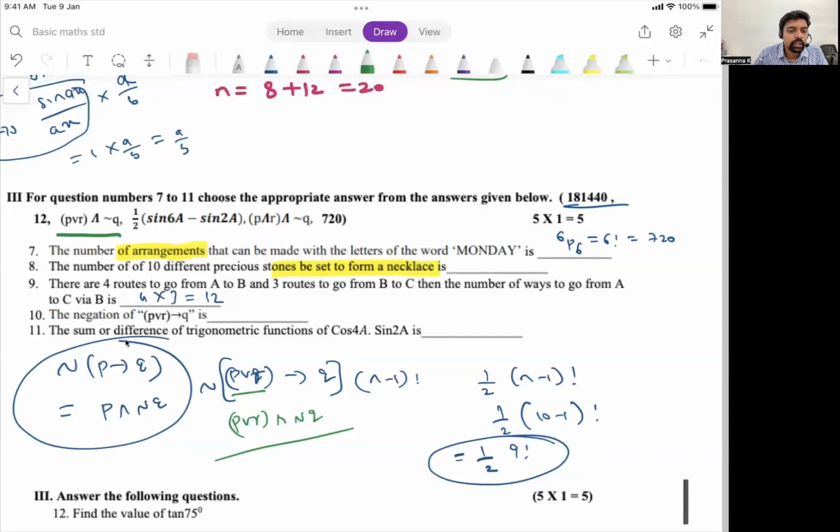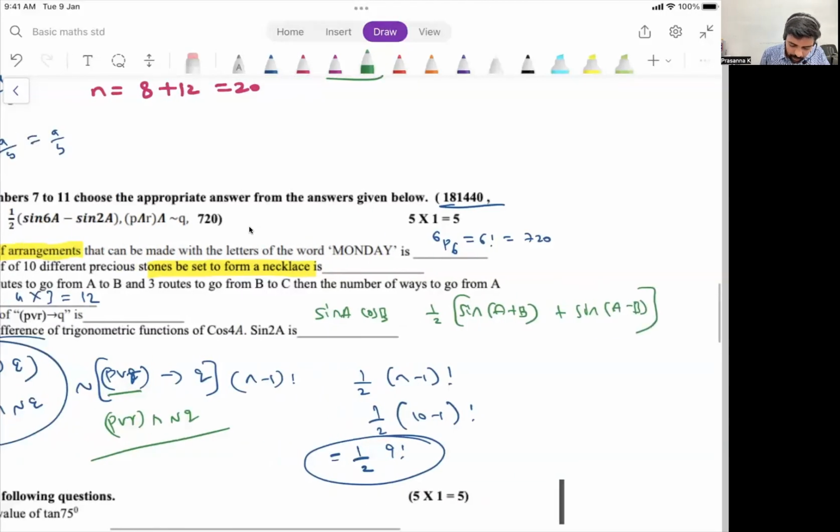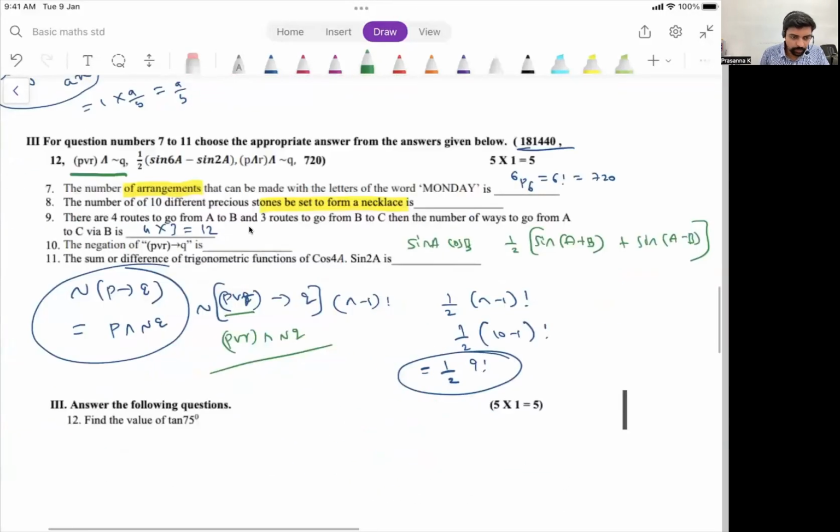Then 11th one, the sum or difference of trigonometric functions of cos 4a into sin 2a. Actually you don't have to solve this because the remaining option is half into sin 6a minus sin 2a. The formula is sin A into cos B. This is the formula: half into sine of A plus B plus sine of A minus B. Apply in this, you will get the answer.